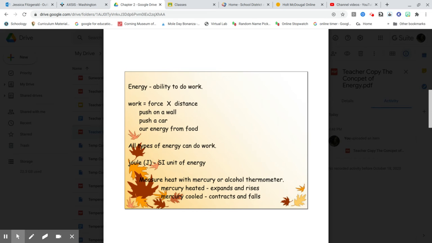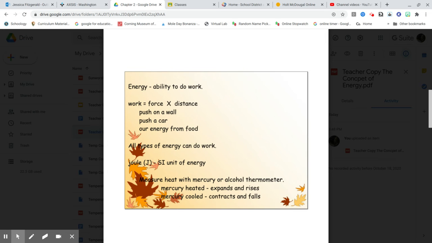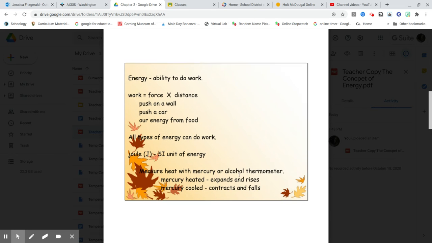Now, how are we going to measure that energy? Well, the metric measurement of energy is going to be the joule, and we abbreviate the metric or the SI unit of energy with a capitalized J. A way that we can measure our heat energy is using a thermometer, either a mercury or an alcohol thermometer. So with mercury, as you apply heat, it expands and rises. As it cools, it contracts and it falls.